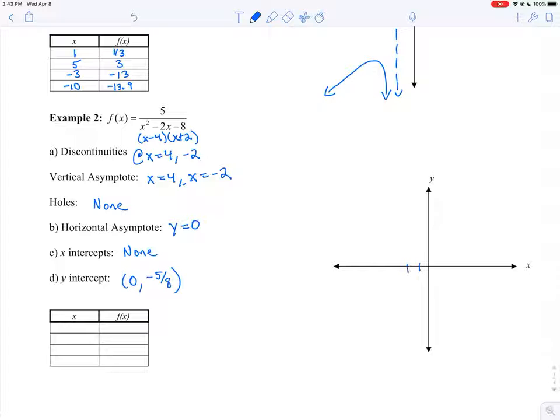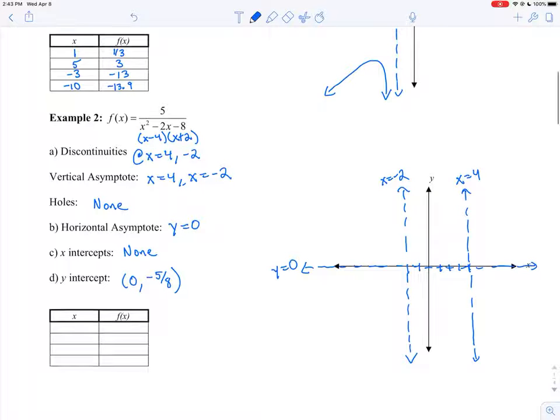Let's start by just labeling everything first. If I draw in my 2 vertical asymptotes, our dotted lines here, we have x equals negative 2 and x equals 4. Now we've got our horizontal asymptote coming across here at y equals 0. So those are all of our asymptotes. The only other thing that we have right now is 0, negative 5/8. So let's say that's right there.